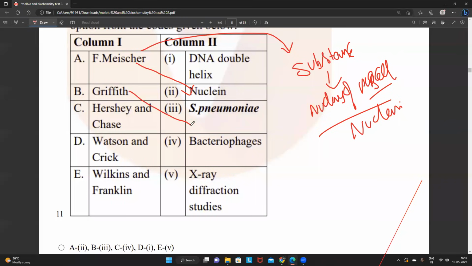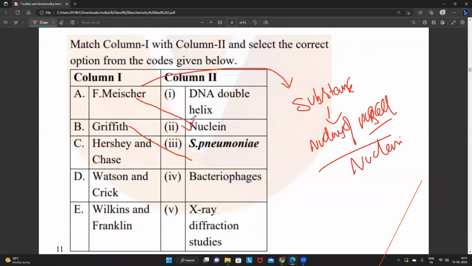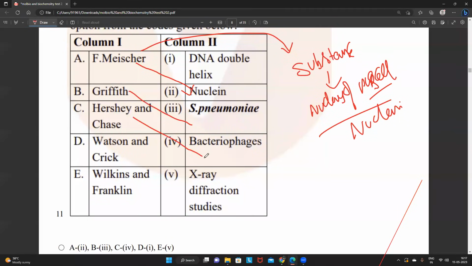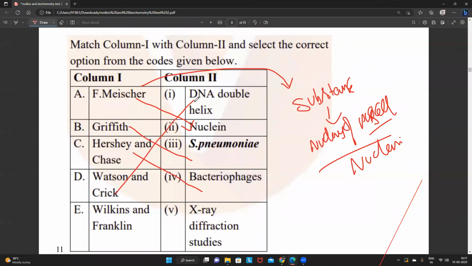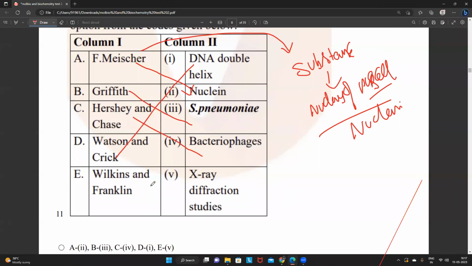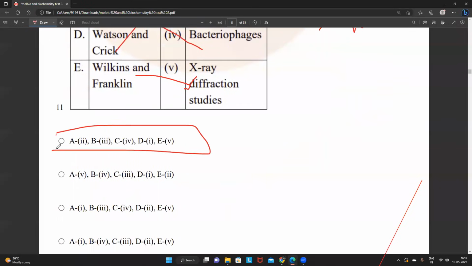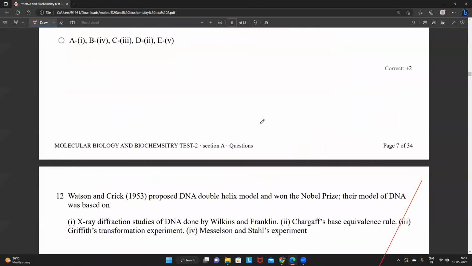Griffith performed the experiment using Streptococcus pneumoniae, is it? And Hershey and Chase on the bacteriophage. And you all commonly know that Watson and Crick is the DNA double helix. Wilkins and Rosalind Franklin did the X-ray diffraction studies. Hence, the correct answer will be option A. Very simple, straightforward question.